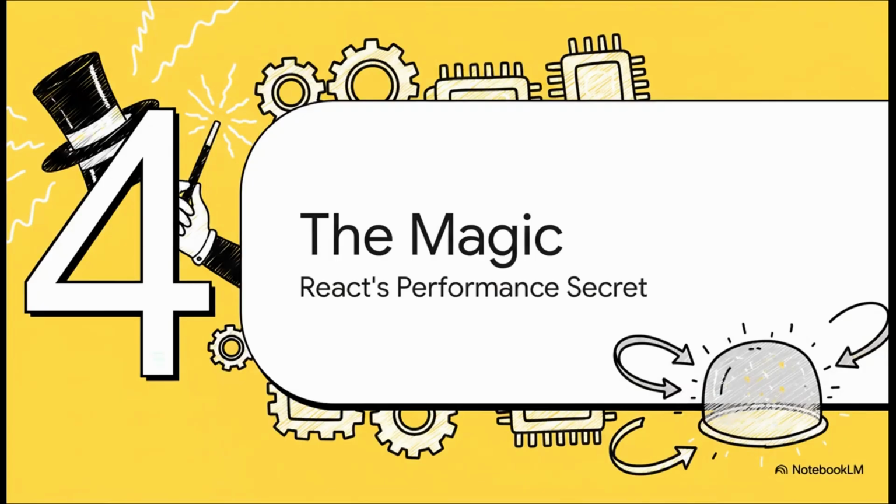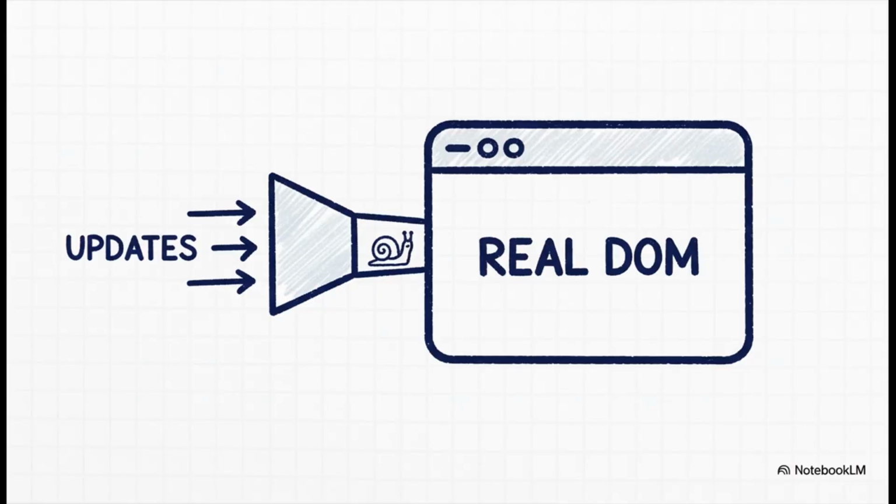Okay, we have components and we have state. We're building interactive UIs, but now we get to the real magic trick, the core innovation that makes React so ridiculously fast and efficient. Let's look under the hood. Remember what we talked about at the very beginning? Touching the actual web page, the real DOM, is the slow part. It's the biggest performance killer.